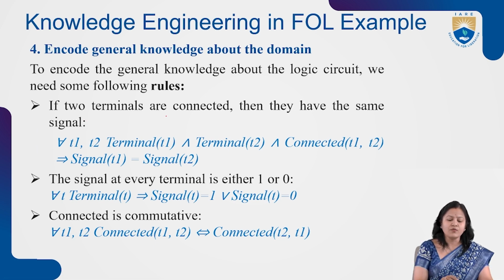So in the first statement, if two terminals are connected, then they have the same signal. Here two terminals are used in the statement, so let us define the two terminals as T1 and T2. So for all T1, T2, terminal T1 and terminal T2, and both the terminals are connected, T1 connected with T2, that implies Signal(T1) is equal to Signal(T2). So I hope you can understand now. Terminal is one of the functions we have defined, connected also, and signal also. Already we have defined them in the fourth step, we are just using them based upon the problem statement.